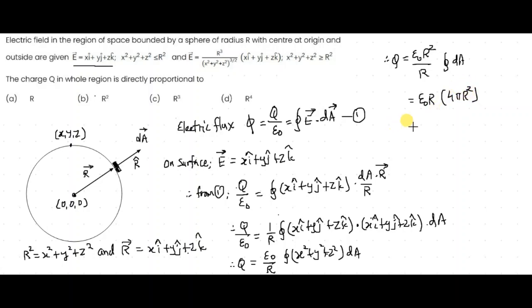So the charge which you got here is 4 pi epsilon 0 r cube. Okay, so this is the charge in the whole region, and you can see this charge q is directly proportional to r cube, and so r cube, option C, is the perfect option. I hope you understood this particular problem. Thank you very much.